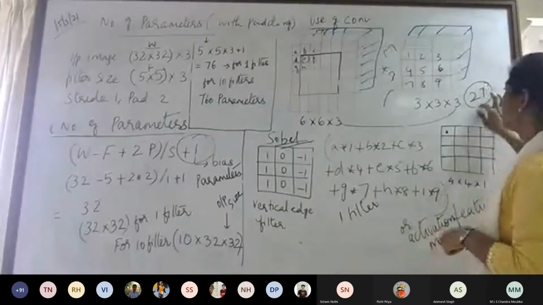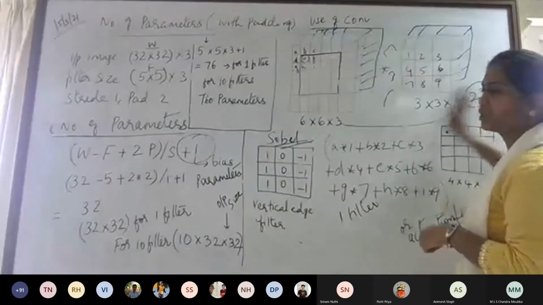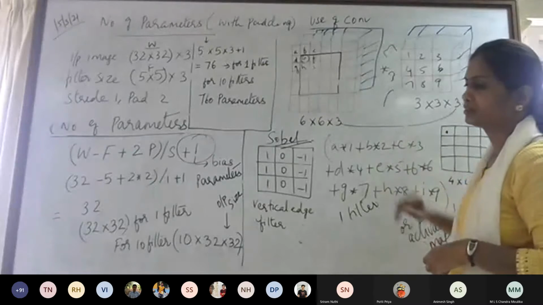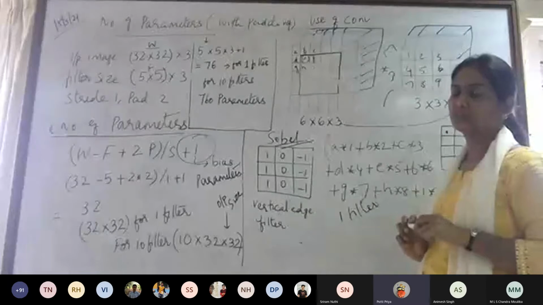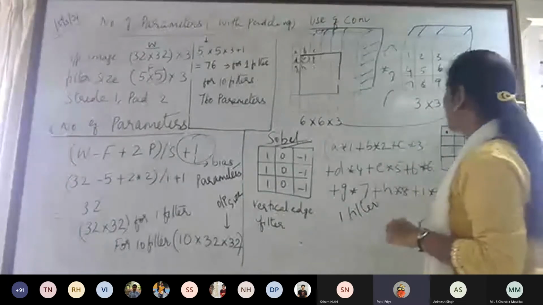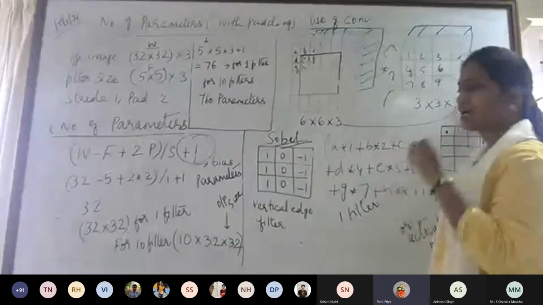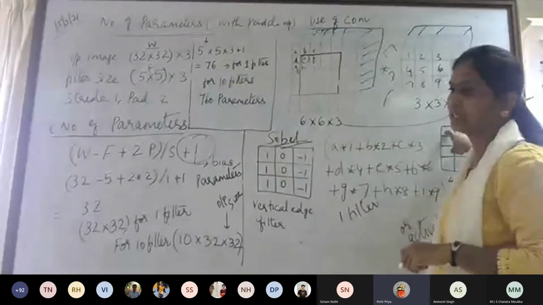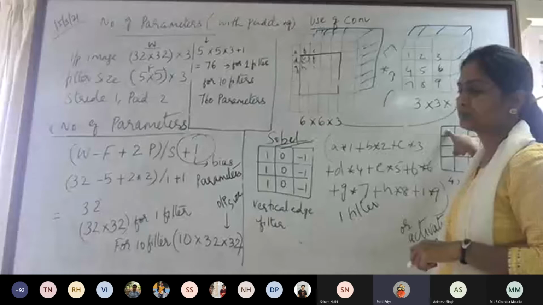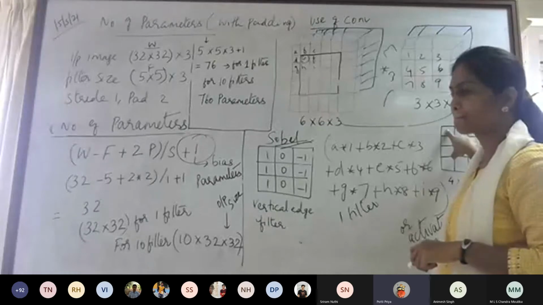Actually, this 16 and this 28 you cannot equate. That is different. You cannot equate it like that. All these 27 elements go into one pixel. So the number of parameters is just filter size plus bias.